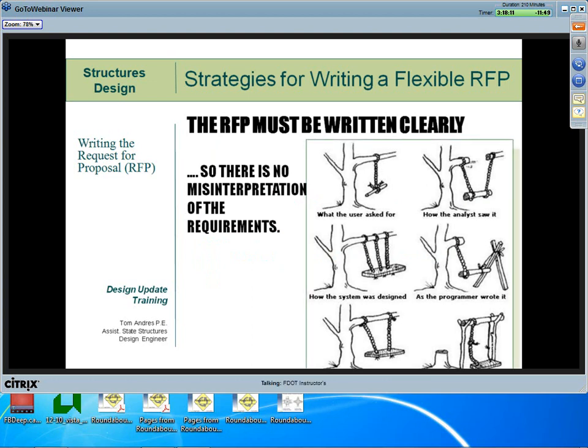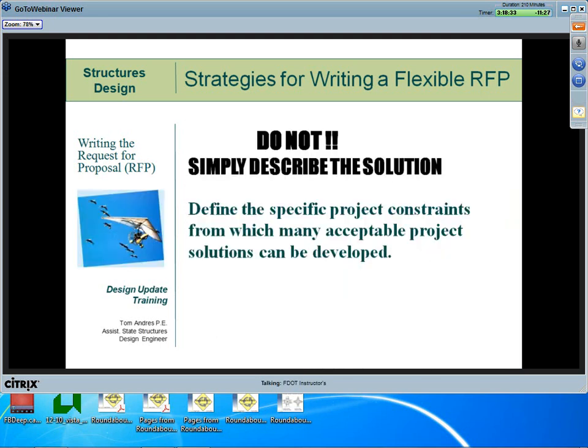First and foremost, the RFP has to be clearly written. An RFP can be written with concise language while still allowing design flexibility. So I want to be very clear here: don't confuse loose contract language with allowing design flexibility. The two are very different. Rule number 1: do not describe the solution. Define the specific project requirements from which many acceptable project solutions can be developed.